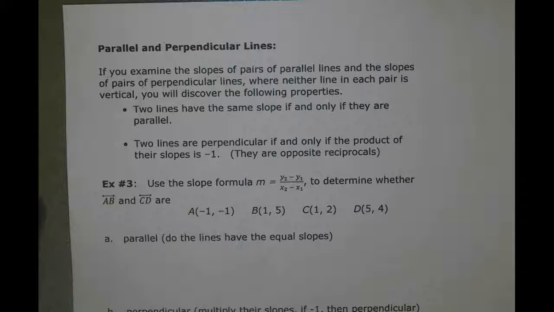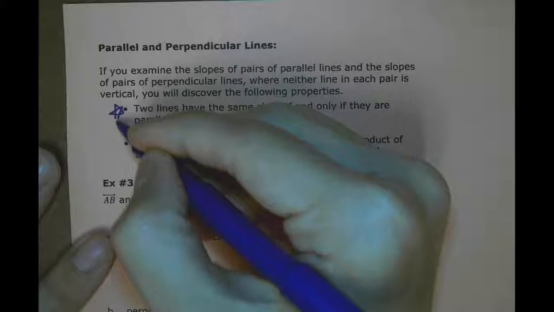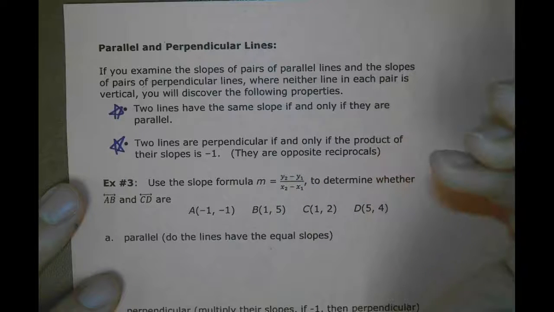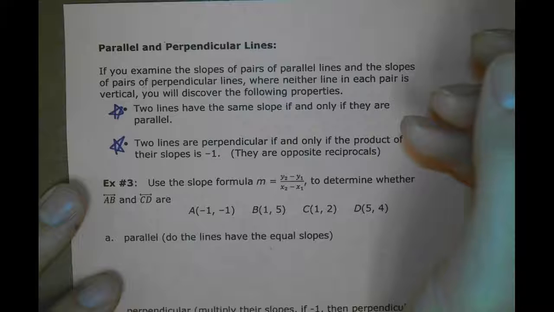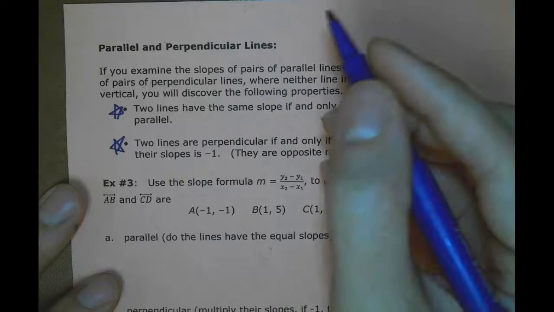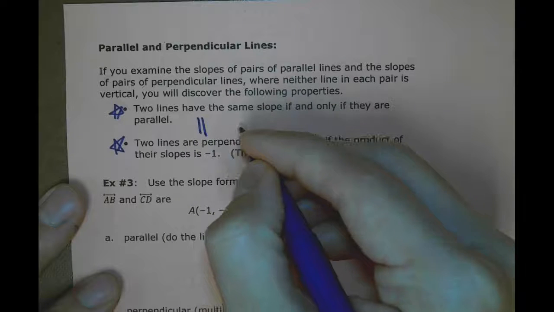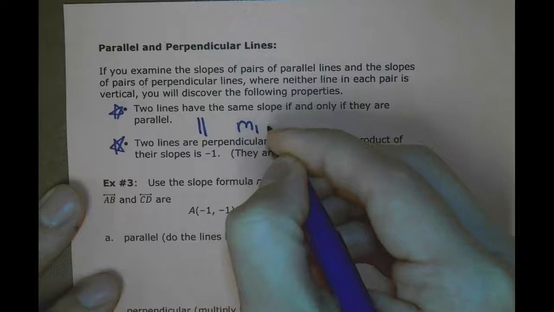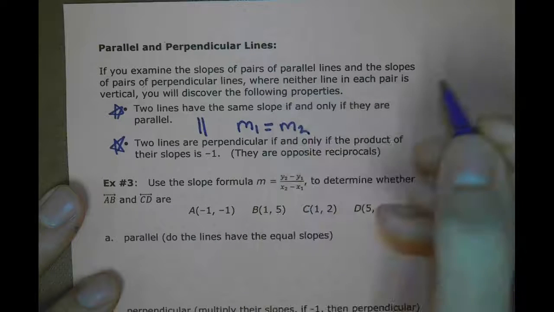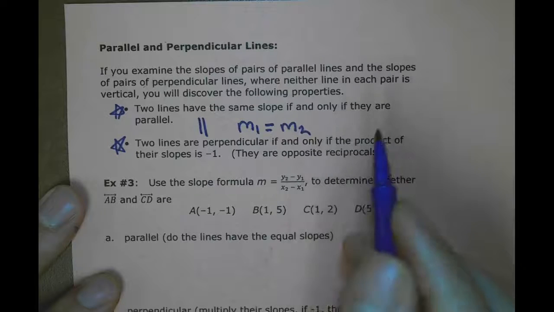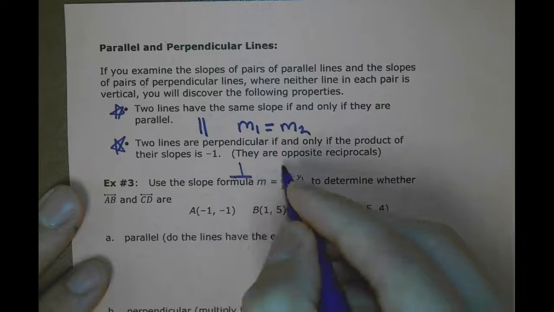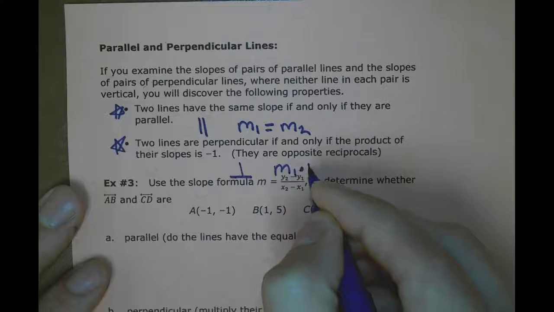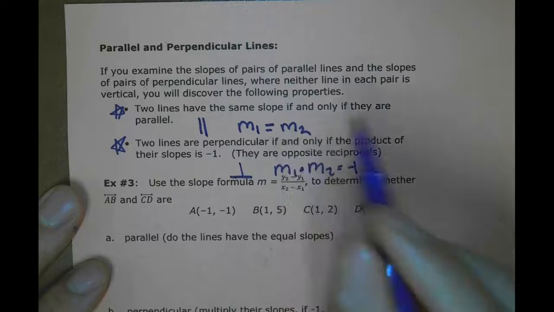If you examine the slopes of pairs of parallel lines and slopes of pairs of perpendicular lines, where neither line is vertical, you'll discover the following properties. These are really important, and you should star both of these. This is what we've been working on for the past 2 days. Two lines have the same slope if and only if they're parallel. So they're parallel if the first slope is equal to the second slope. They are perpendicular if and only if the first slope times the second slope is equal to negative 1. That's what that's saying up there.